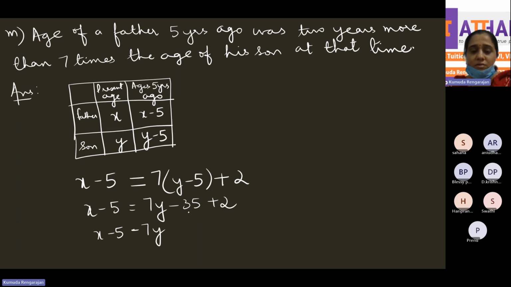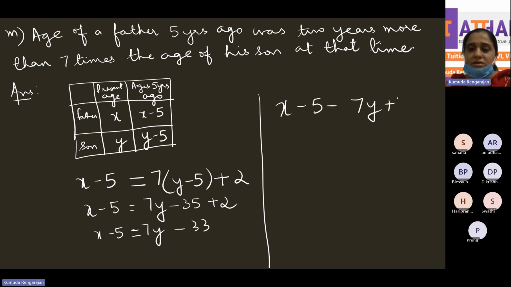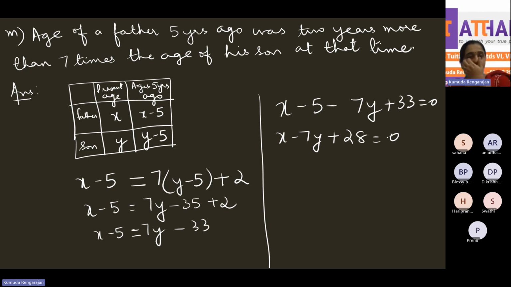This is 7y minus 35, so x minus 5 plus 2 is equal to 7y minus 33. So x minus 5 minus 7y plus 33, x minus 7y plus 28 is equal to 0. This is the required equation.